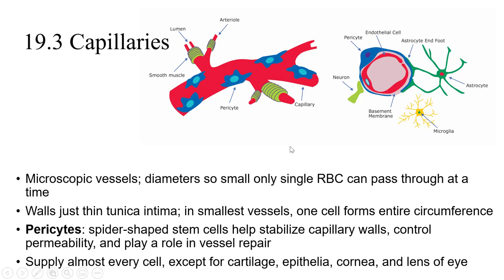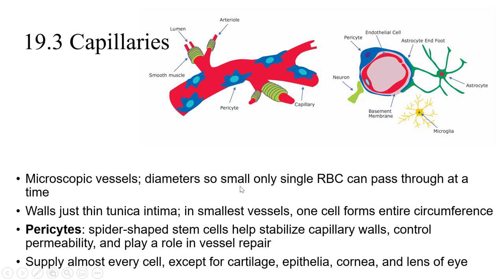You could just see how tiny this is. They are microscopic blood vessels. They're so small that only one red blood cell can pass through at a time. The walls are just a thin tunica intima, which is almost just the endothelium. In the smallest vessel, one cell pretty much forms the entire circumference, just like what I told you.